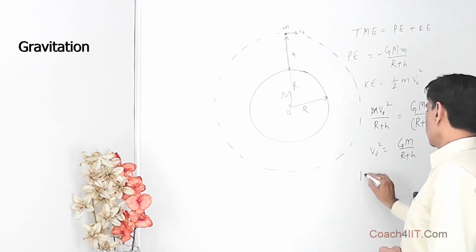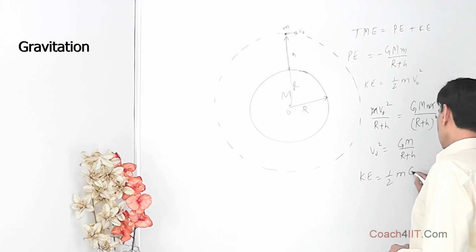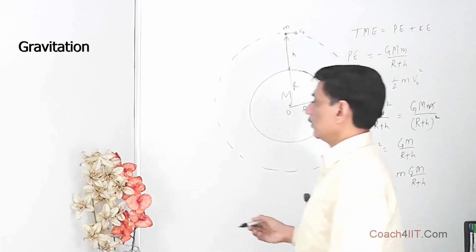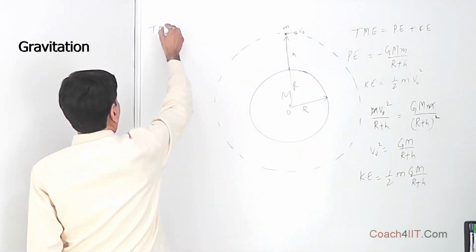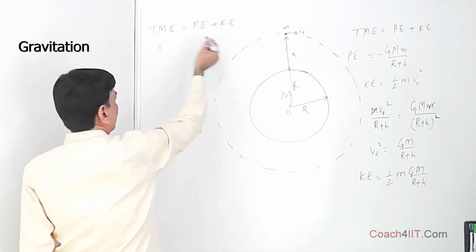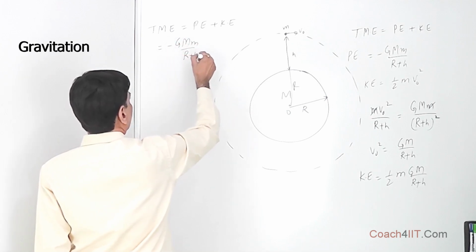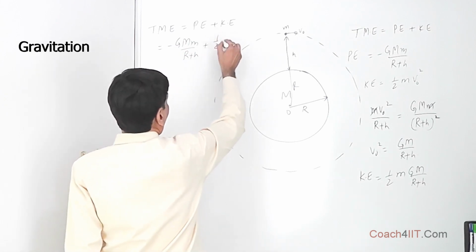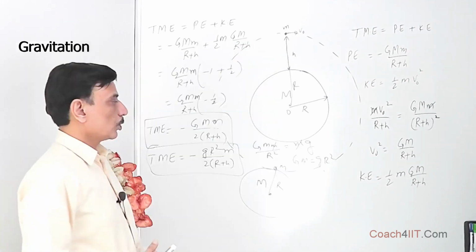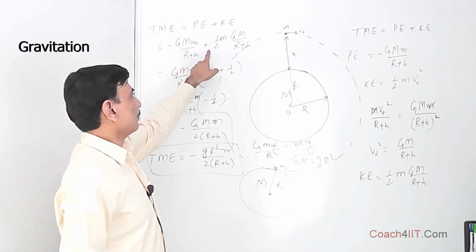So kinetic energy of this satellite comes out to be half mass of satellite into v square, that is GM upon R plus h. So the total mechanical energy of this satellite is equal to potential energy plus kinetic energy. Potential energy is minus GMm upon R plus h, plus kinetic energy is half m GM over R plus h. So the total mechanical energy comes out to be potential plus kinetic energy, that is minus GMm upon R plus h plus half m v square.